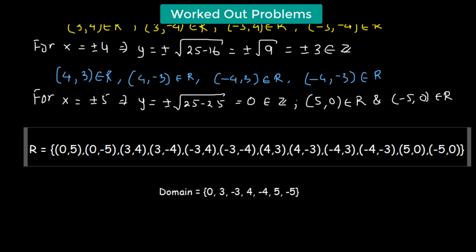So likewise, we can also find out the range. So our range will be all the second elements picked up from the above ordered pairs. So here the range will be 0, 3, -3, 4, -4, 5 and -5.